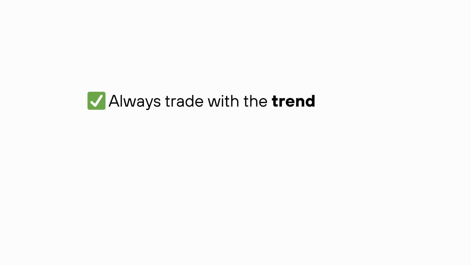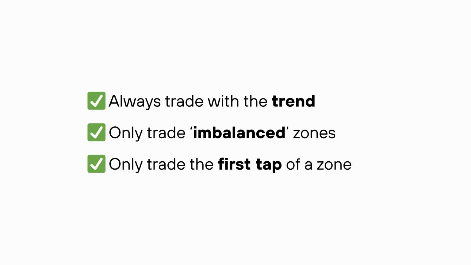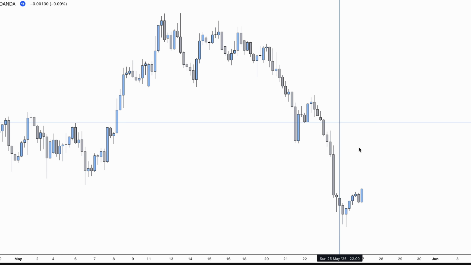So crucial tips to remember when trading supply and demand: always trade it in line with the trend. Only trade imbalanced zones, so any zones that aren't imbalanced are not worth trading, and only trade the first tap of a zone. If a zone has been hit 3, 4, 5 times, do not trade it, it will likely break. Okay, now that we've covered all that, I want to talk about different zones. So we're going to talk about extreme zones first of all, and then how to approach multiple zones.